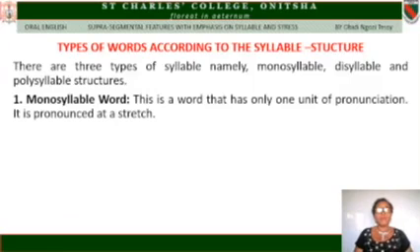Let's look at the types of words according to syllable structure. Syllable structure means the number of syllables in a word. A word may contain one syllable, two syllables, three syllables, as the case may be. There are three types, namely monosyllable, disyllable, and polysyllable structures. 1. Monosyllable word. This is a word that has only one unit of pronunciation.